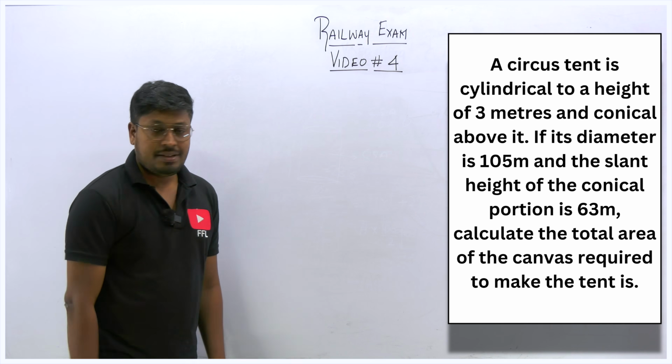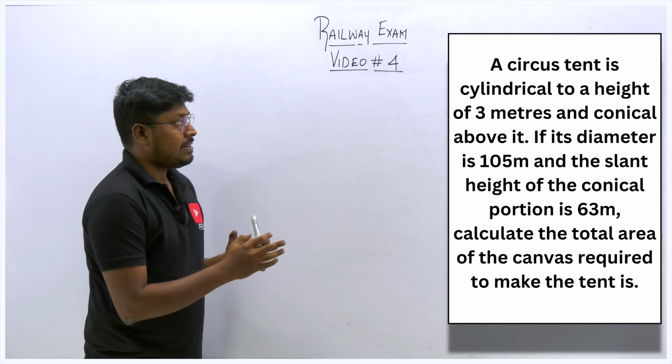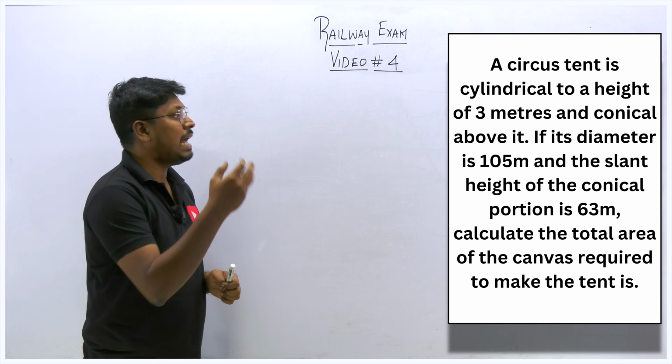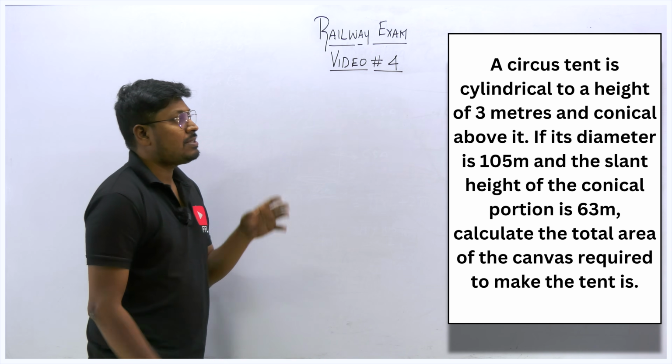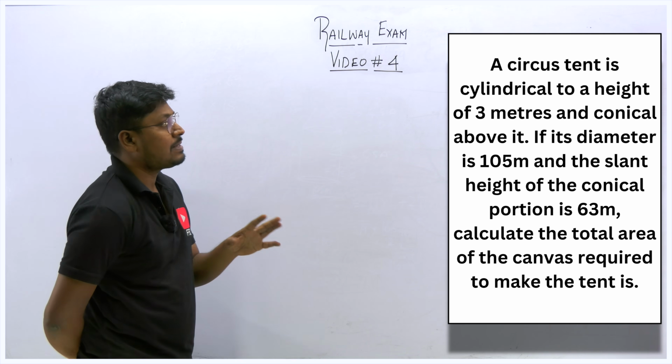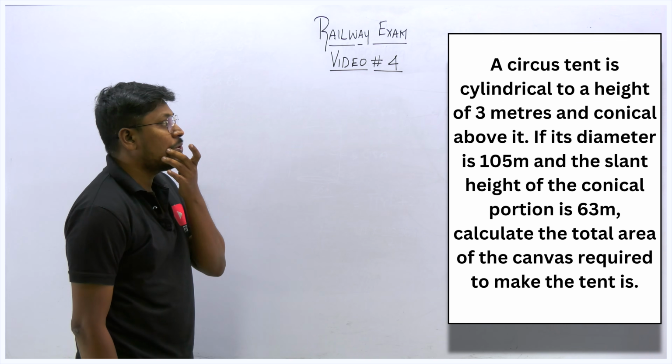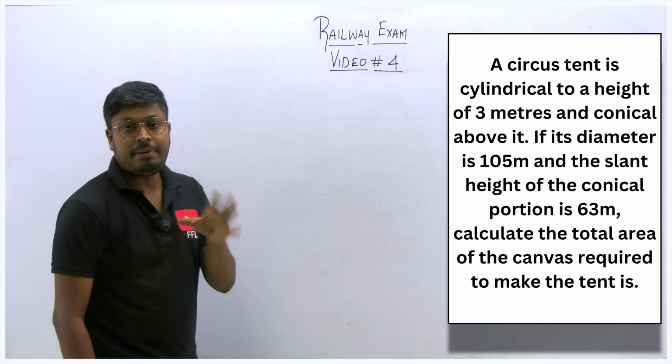So next question. A circus tent is cylindrical to a height of 3 meter and conical above it. If the diameter is 105 meter and the slant height of the conical portion is 63 meter, calculate the total area of canvas required to make a tent.